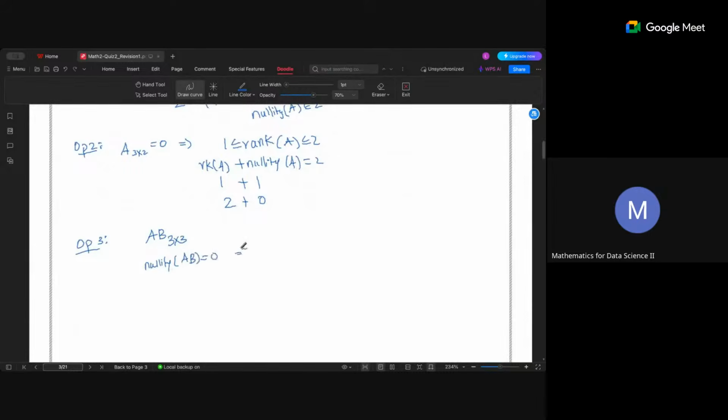If the nullity of AB is 0, what can you say about the rank of AB? The rank should be 3. If the rank is 3, what can you say about the determinant of AB? It is non-zero. If this determinant is non-zero, the determinant of A is non-zero. So the nullity of A is 0.